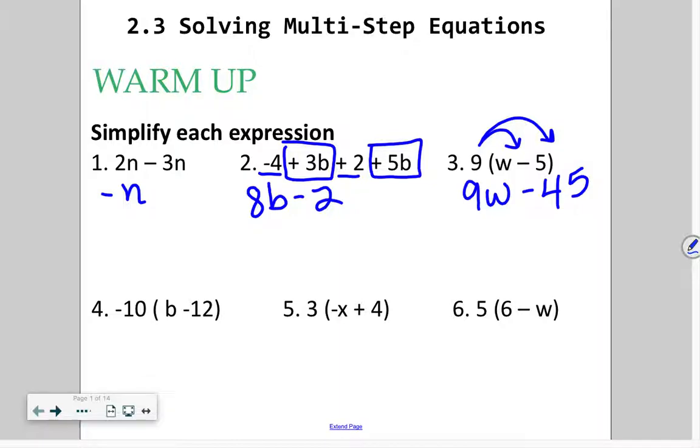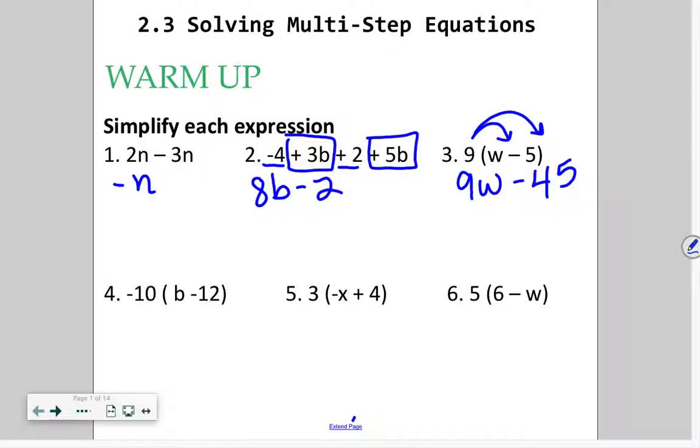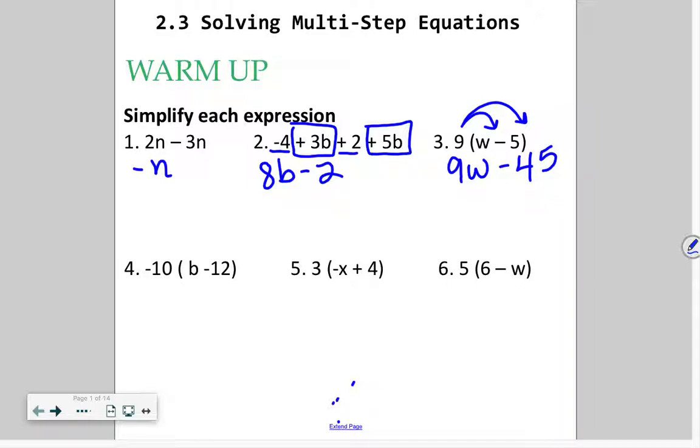So if I distribute a negative throughout the parentheses, what's everything going to change to on the inside? It's going to change to its opposite sign. Correct. So it's a negative 10 being taken times b, which is a negative 10b. A negative 10 times a negative 12. Two negatives make a positive 120. Number 5, what's the only thing you can do?